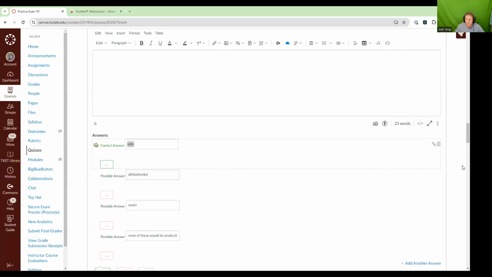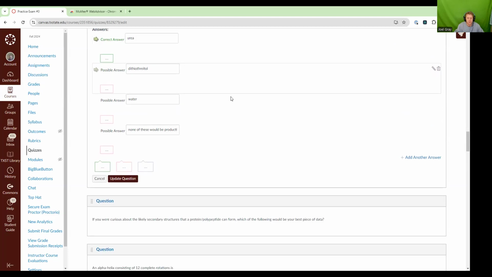Oh, this is what might be helpful. Okay. So urea and guanidinium hydrochloride, those both disrupt hydrogen bonds. Those are chaotropic agents is what they're referred to as.